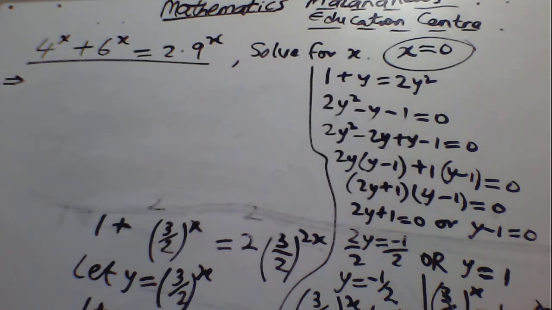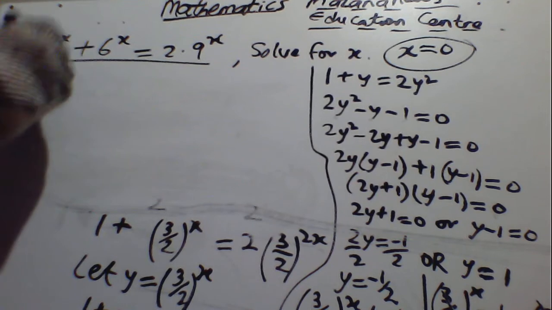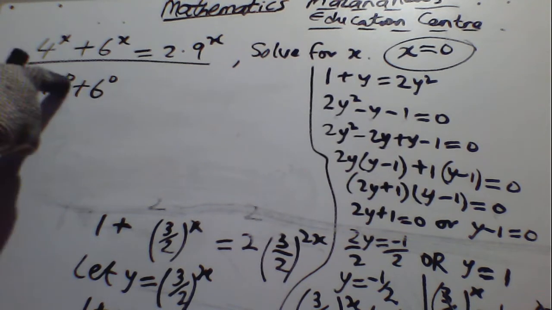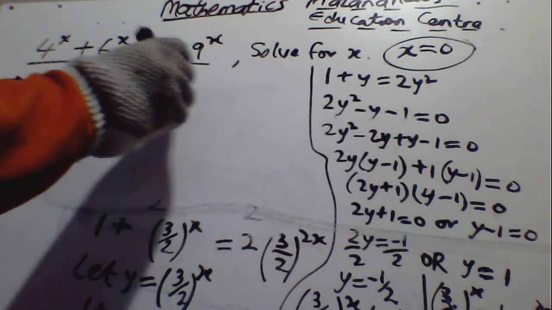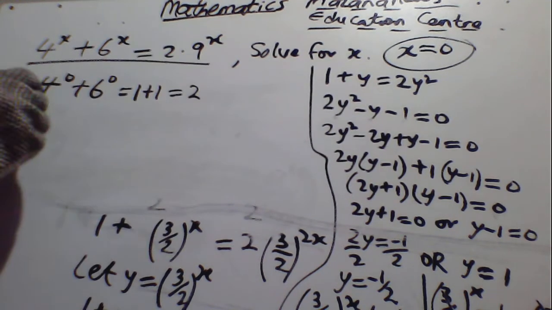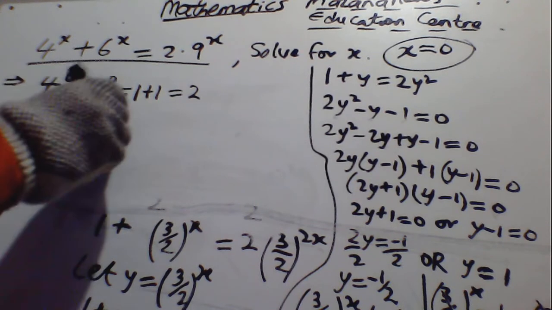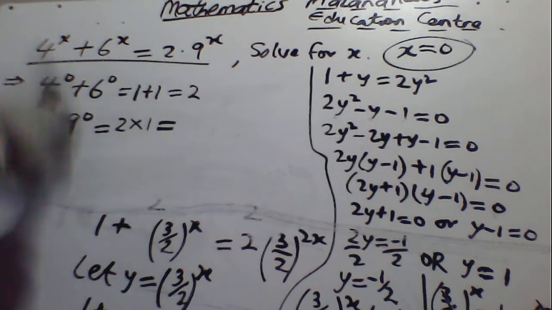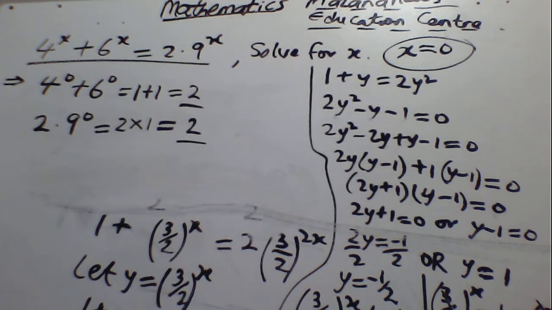How do we verify if x is equal to 0? Substitute the value of x, 0, here. You have 4 raised to the power 0 plus 6 raised to the power 0, which is the same as 1 plus 1. That gives us 2. You put here again, 2 times 9 raised to the power 0 is equal to 2 times 1. Any number raised to the power 0 is equal to 1. So 2 times 1 is equal to 2. So x is equal to 0.